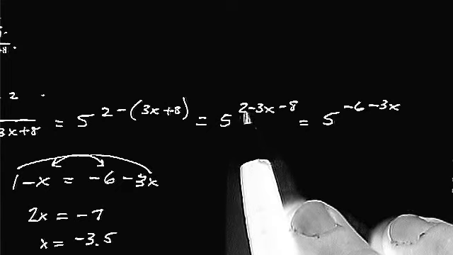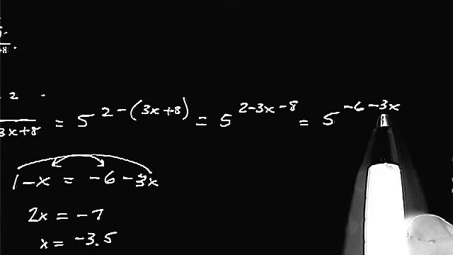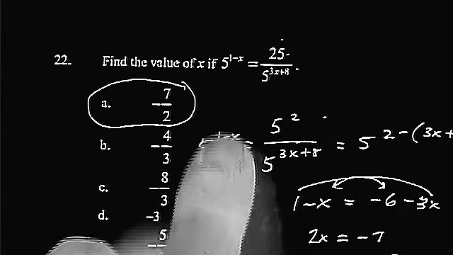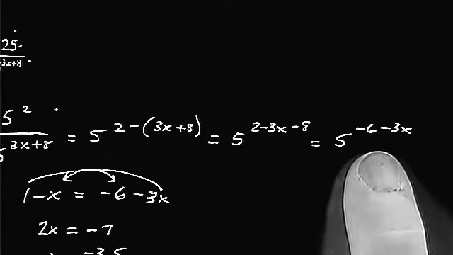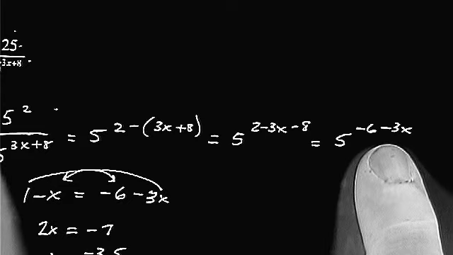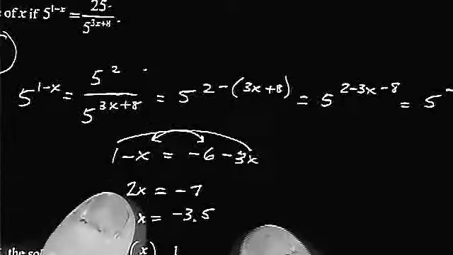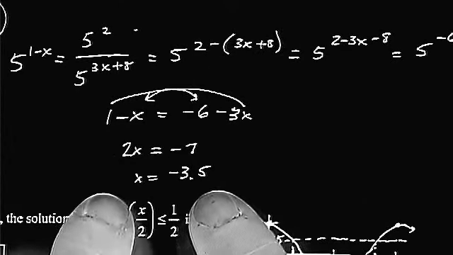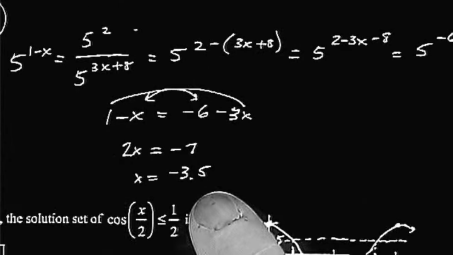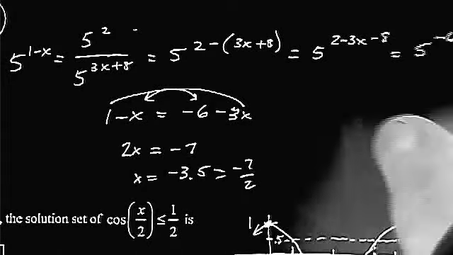That would be 2 minus 8, which is negative 6. So I have negative 6 minus 3x. Keep in mind, here's what we started with on the left side of the equation, and we're simplifying the right side, and we get all the way over to here. So those exponents have to be the same. So negative 6 minus 3x has to be the same thing as 1 minus x. So I wrote the exponents together and started solving until I got negative 3.5, which is the same thing as negative 7 over 2. Choice A.